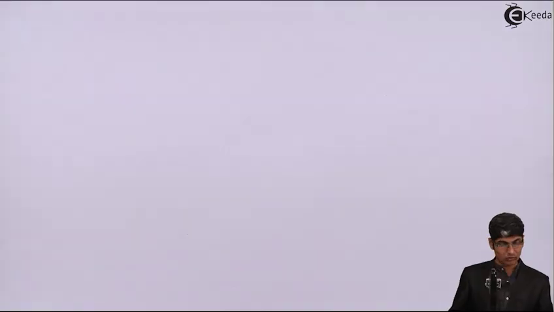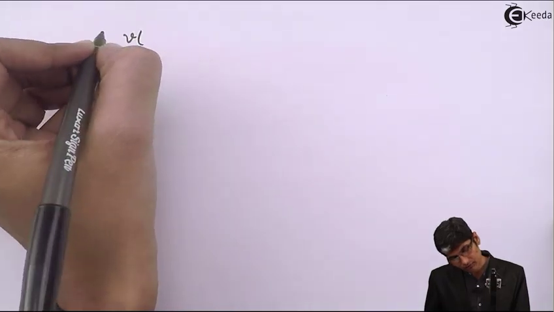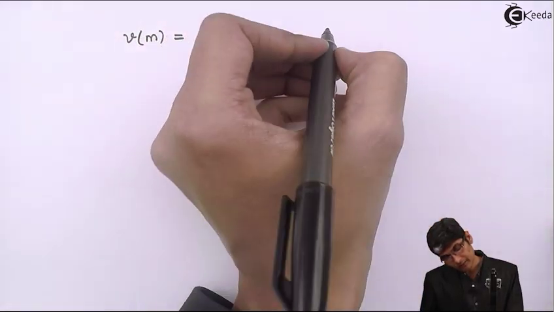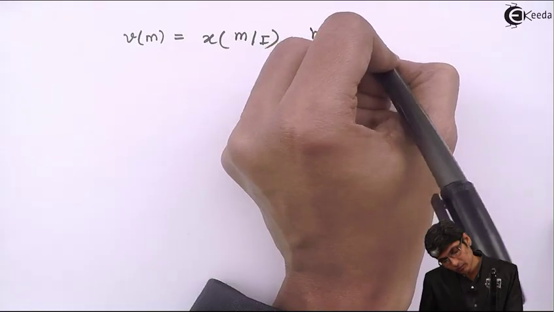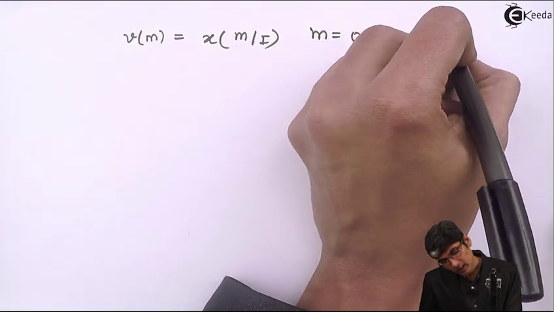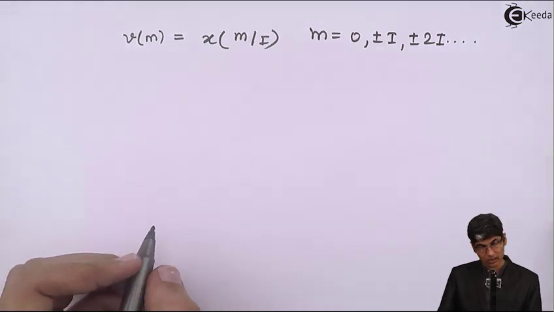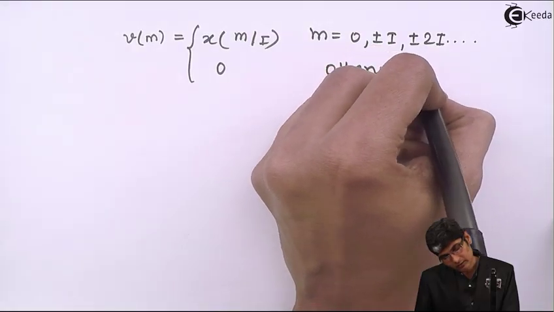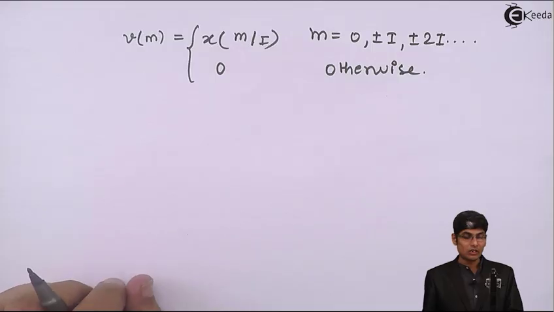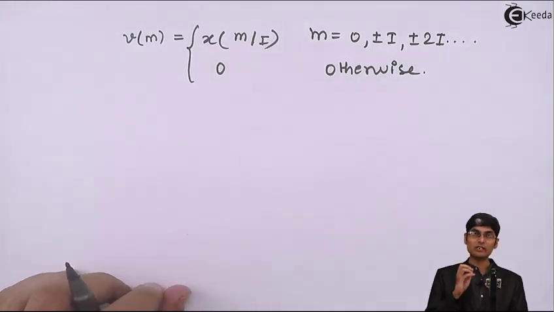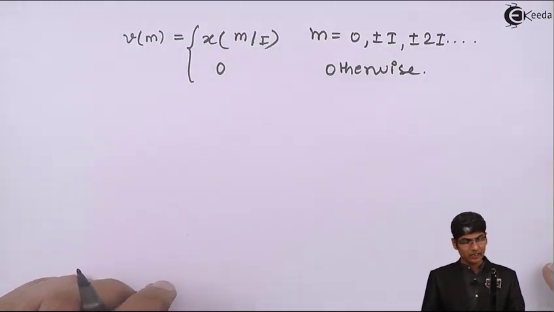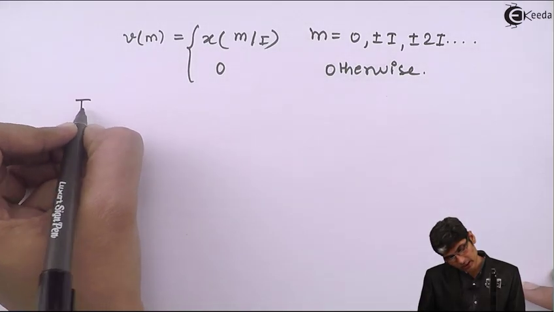Okay, so to go about in interpolation, the first step I will write is V of M is equal to X of M by I, where M is equal to 0, plus minus I, plus minus 2I and so on and so forth, and is 0 otherwise. Okay, so my V of M will have non-zero values at 0, plus minus I, plus minus 2I and will be 0 otherwise.